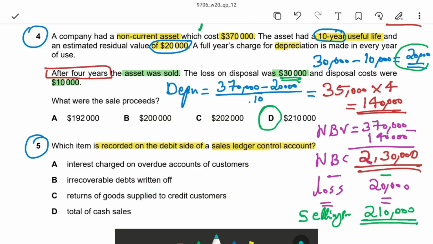Interest charged on overdue accounts of customers. If the customers have not paid, then we will add the interest amount to their owing money. So it will increase the debtors amount. So the correct answer is option A.